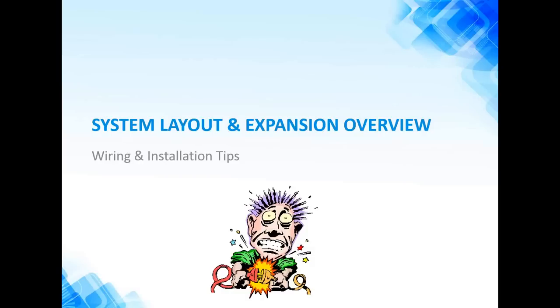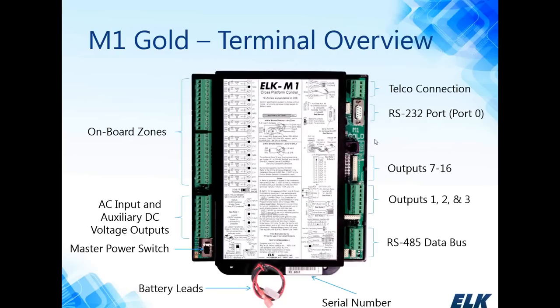So to get started, let's take a look at the main control. And what we're looking at now is the M1 Gold system. This is our M1G, and on the upper left-hand side of the circuit board, you'll notice this is our 16 onboard zones. Below that, we have our AC input and our auxiliary DC voltage outputs. We have our master on-off switch, and we have our battery leads.